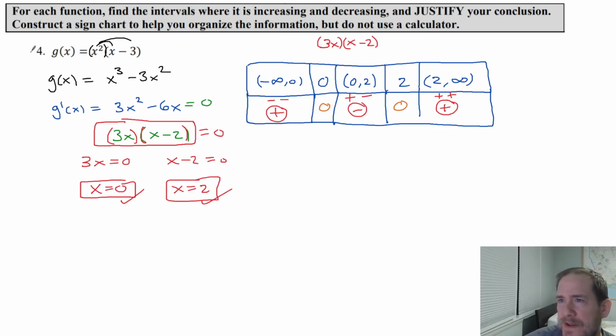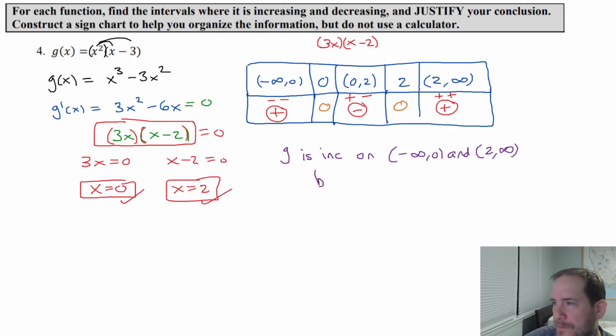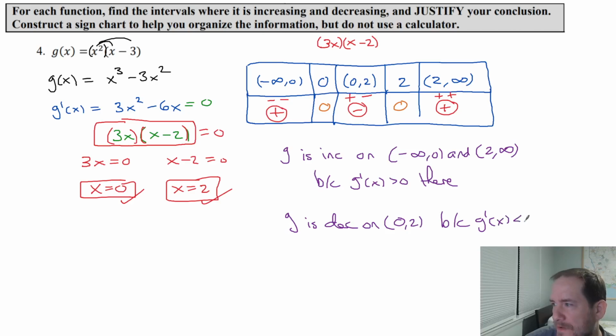So we'll again say, this time it's g, so don't say f, you can say g is increasing on negative infinity to 0 and 2 to infinity, because g prime is positive there, and g is decreasing on the interval from 0 to 2 because g prime is less than 0, meaning negative there.